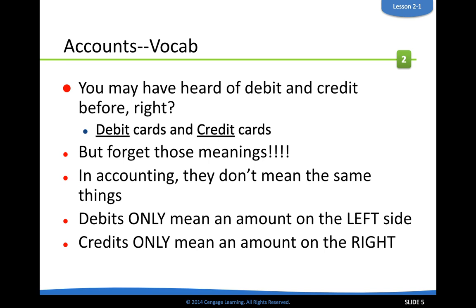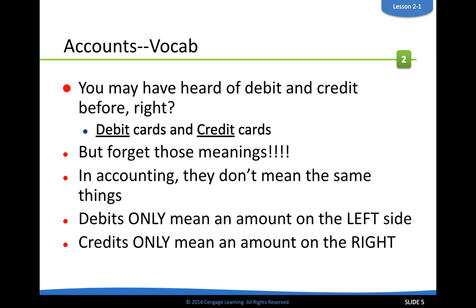Debits and credits, maybe you have heard those words before. Something like a debit card. A lot of you guys might have to go out and buy something from the store, buy movie tickets or whatever, get some restaurant food. You would use your debit card, and it just takes money straight out of your account. Credit cards are a little bit different. You're using somebody else's money. Those words don't apply to anything that we're going to talk about in accounting. So they're not the same. You kind of have to separate those meanings from each other.